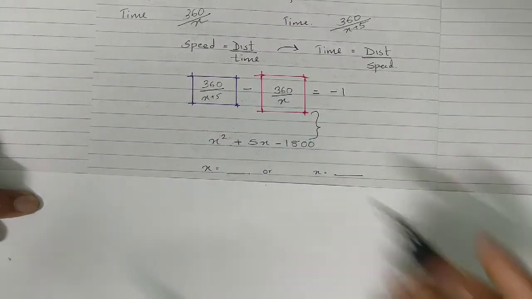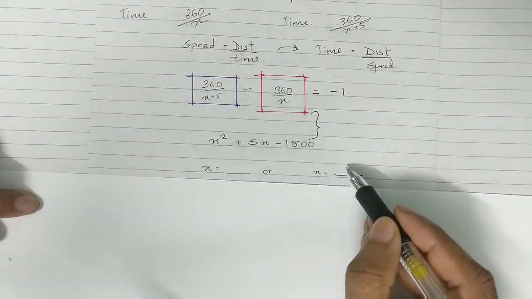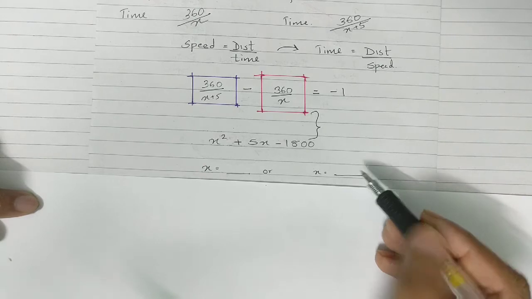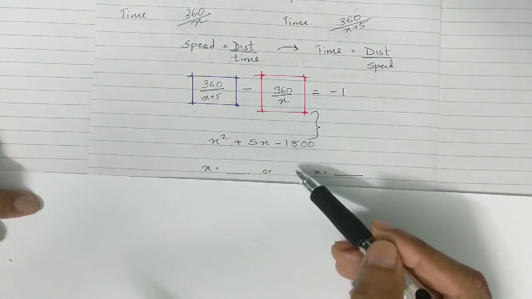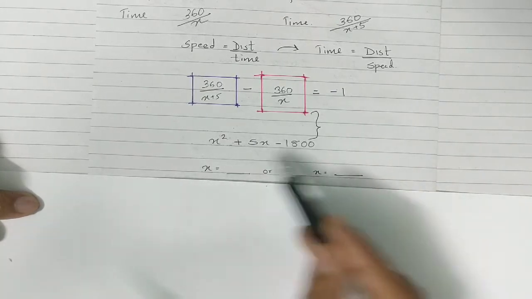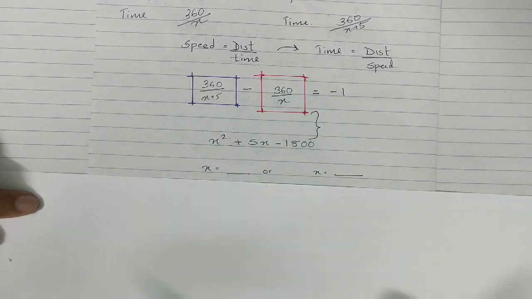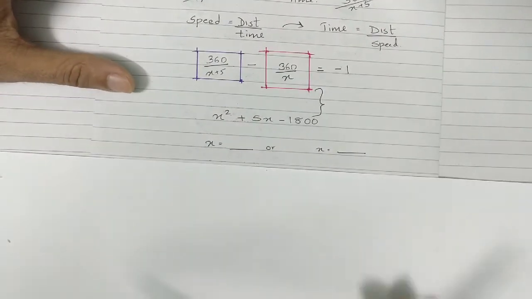So if that value is negative, then you have to ignore it, because speed of train cannot be negative, and therefore the value that you will get will be your answer. Okay, I hope this part is very clear.